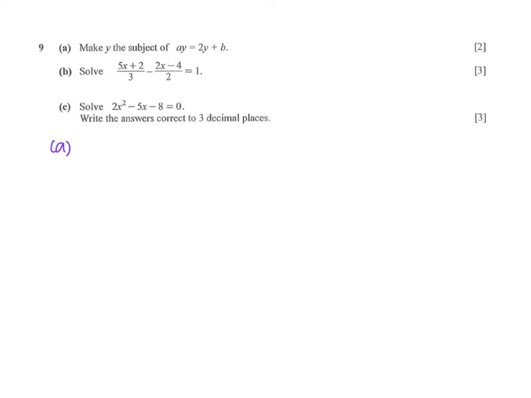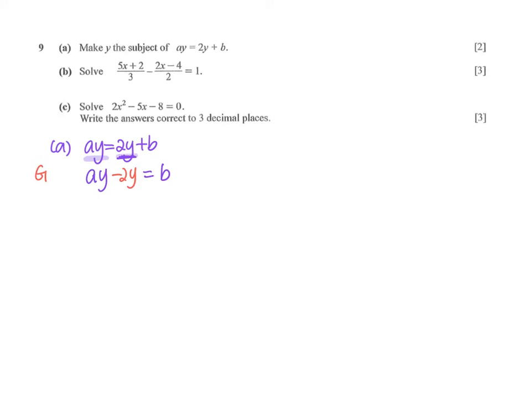Question 9a. Make y the subject of ay equals to 2y plus b. So for part A, we have ay to be 2y plus b. I want to make y the subject. Where are the terms involving y? I have ay and 2y. So first thing, we're going to do G for grouping. We group all the terms with y together, and that will give me ay, and 2y will migrate over to become negative 2y, and b will stay on this side.